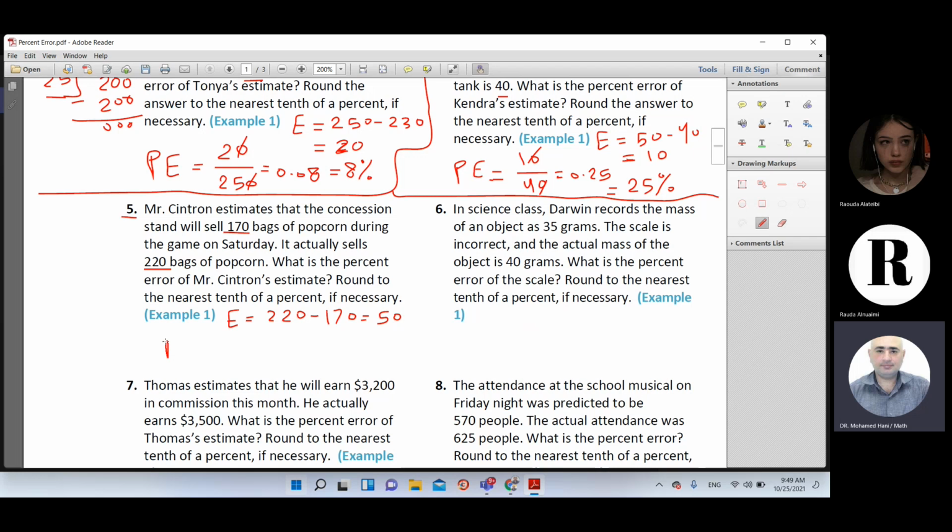Then we want to find the percent error, equal the part over the whole. The part will be 50 over the whole, 220. We can remove 0 up with 0 down. Then we can do long division here. 5 divided by 22.